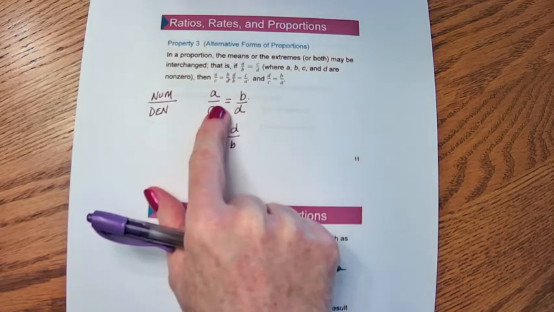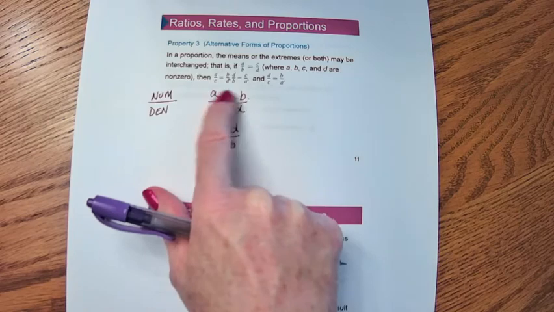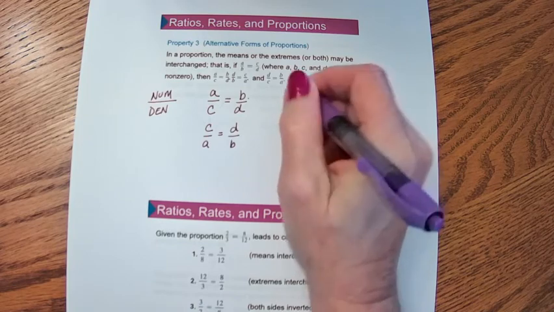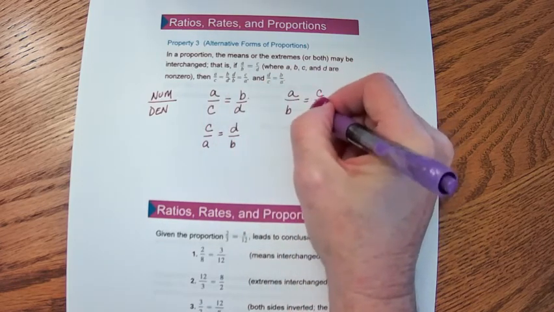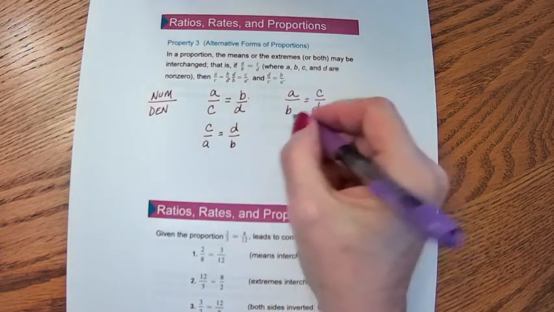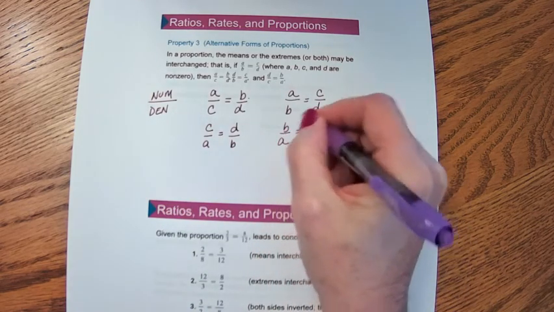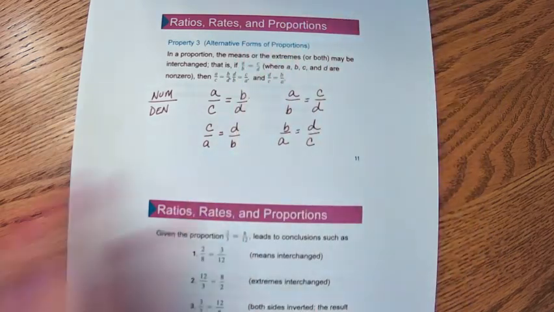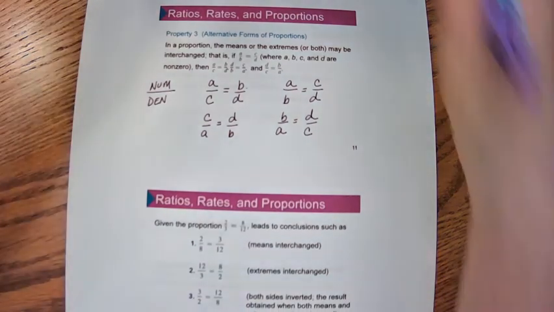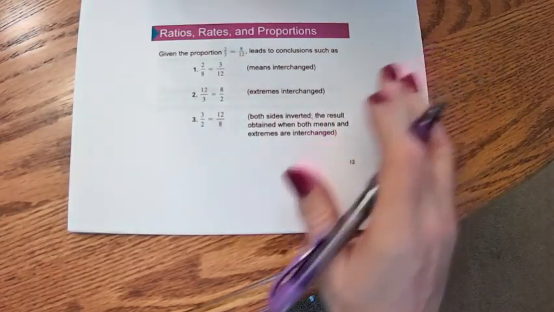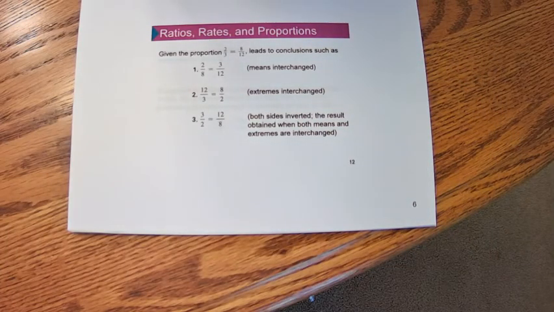If this was my original proportion, I can set the proportion up A to B as long as I go C to D. A to B is in the same proportion as C is to D. And you know what? I can swap numerator and denominator here too. I can put B in the numerator and I can put D in the denominator. So that's just saying that there are various ways to write the same proportion. One is not better than the other. They're all correct. The idea is you have to be consistent.